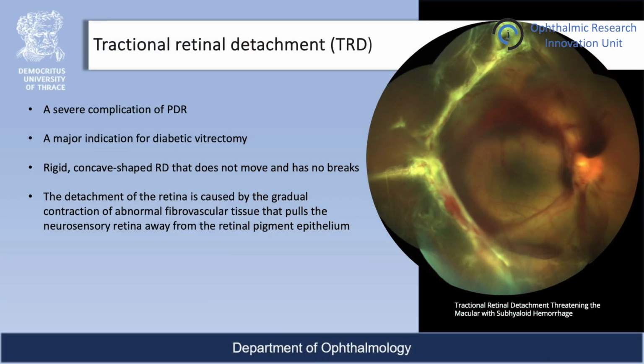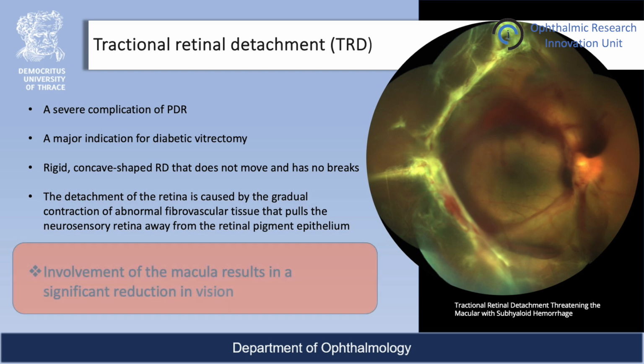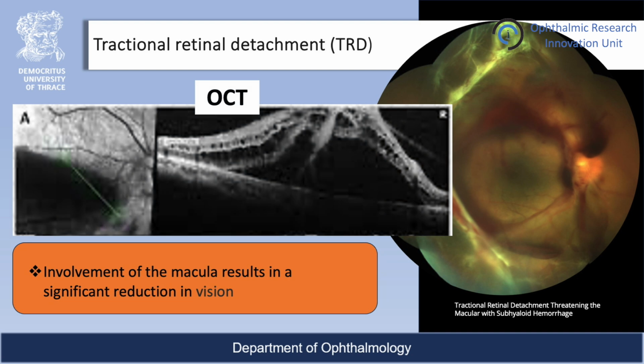Another major indication for vitrectomy in diabetic patients is the tractional retinal detachment, which is a severe complication of proliferative diabetic retinopathy. It is characterized by a rigid, concave-shaped retinal detachment that does not move and has no breaks. In diabetic retinopathy, the detachment of the retina is caused by the gradual contraction of abnormal fibrovascular tissue that pulls the neurosensory retina away from the retinal pigment epithelium. Finally, when the macula is involved, it results in a significant decline in vision. OCT is very useful to determine the potential and the extent of the macula and fovea involvement.